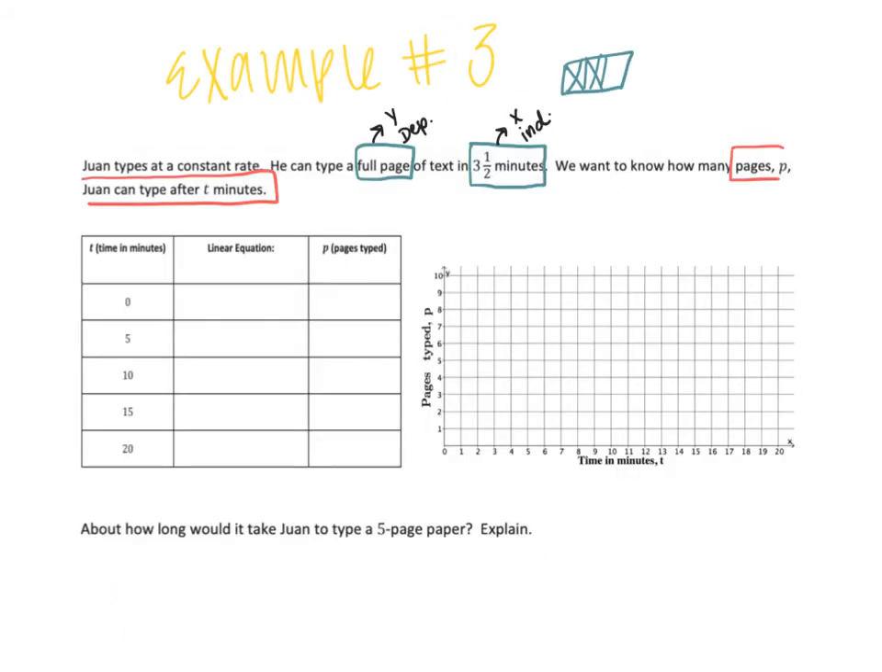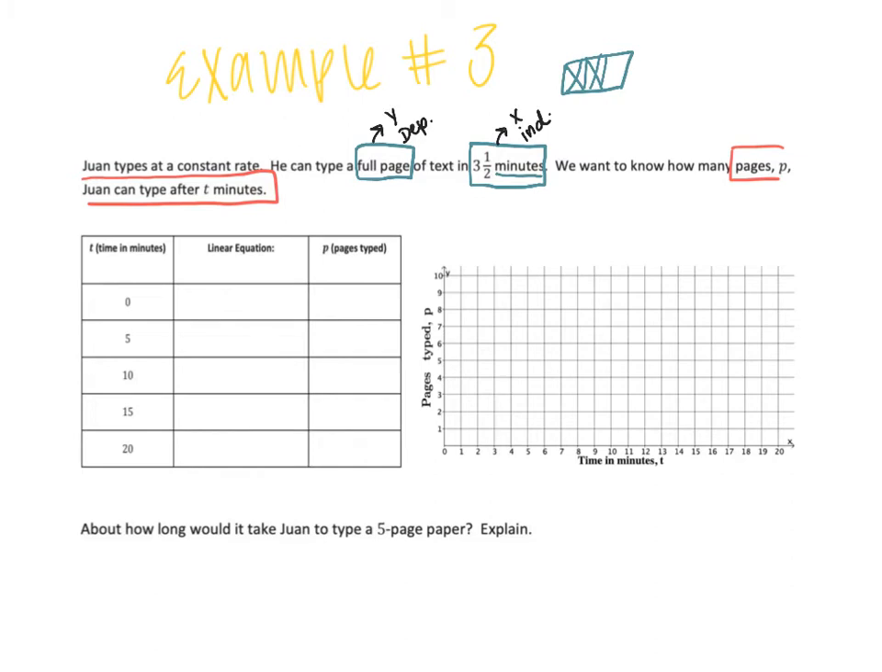All right, so just like on the last example, I've already done some close reading here. It says Juan types at a constant rate. He can type a full page, so 1 full page of text in 3.5 minutes. And I already identified those 2 numbers as my dependent and independent variables. Remember, time is always independent, so that's always going to be my x. We want to know how many pages, p, one can type after t minutes. Okay? So I'm going to go ahead and start filling this table out based on what they gave me.